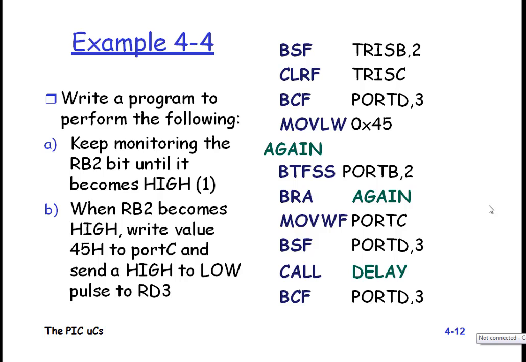Example 4: write a program to perform the following. Keep monitoring the RB2 bit until it becomes high. When RB2 becomes high, write the value 45H to port C and send a high-to-low pulse to RD3. Its solution is given for your comfort, and you will check how it works.